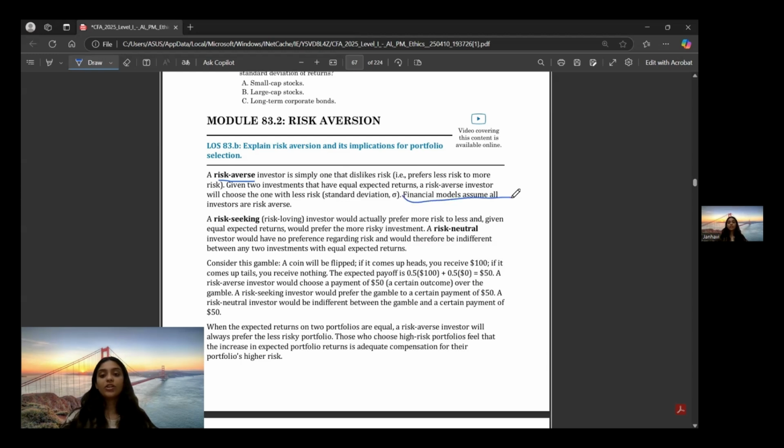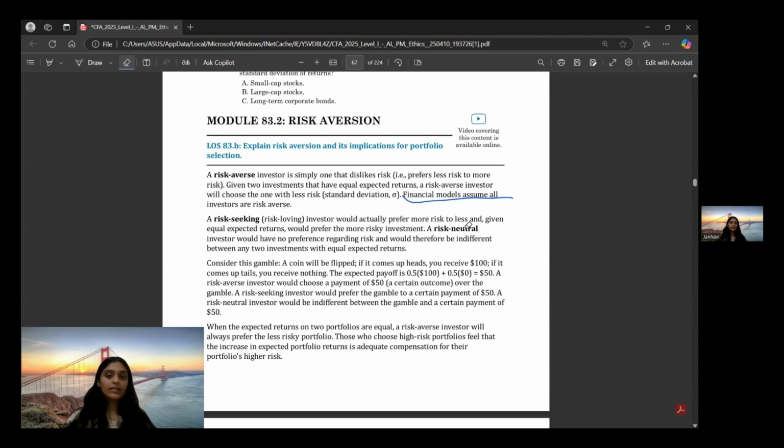It says that financial models assume all investors are risk averse. Now, why do financial models assume all the investors are risk averse? Because if you imagine that in an economy, if everybody started loving risk, then the market would become chaotic. The predictions would become very difficult. The forecasting will become very difficult. And for that reason, financial models assume that all investors are risk averse.